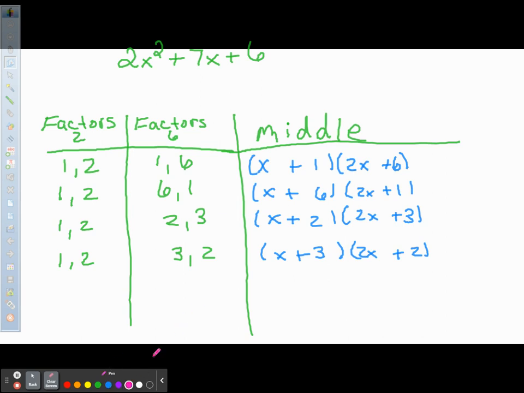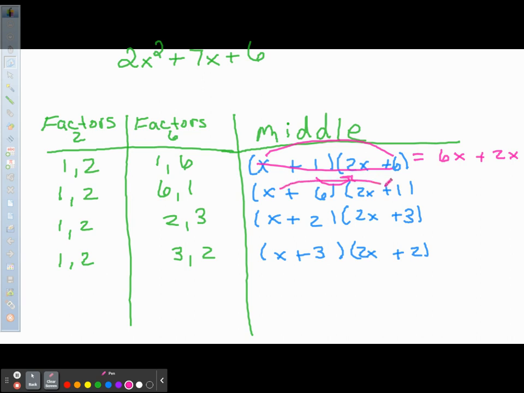So now let's figure out what the middle term is. So you would do x times 6, which is 6x, plus 1 times 2x, which is 2x. What's 6x plus 2x? That's 8x. Do I want 8x? No. So this one doesn't work. Okay, let's try the next one.